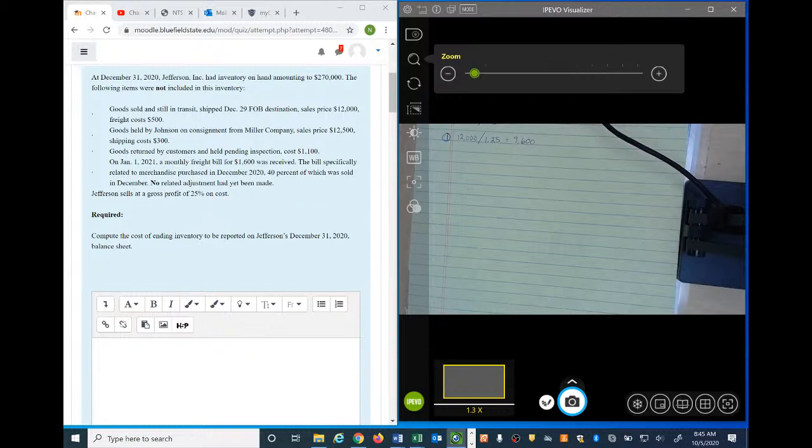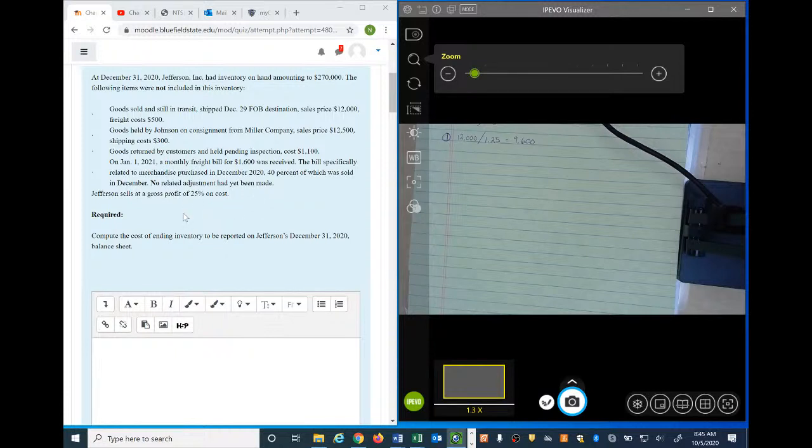Let's see. So on January 1, 2020, a monthly freight bill for $1,600 was received. The bill specifically related to the merchandise purchased in December of 2020, 40% of which was sold in December. No related adjustment had yet been made.